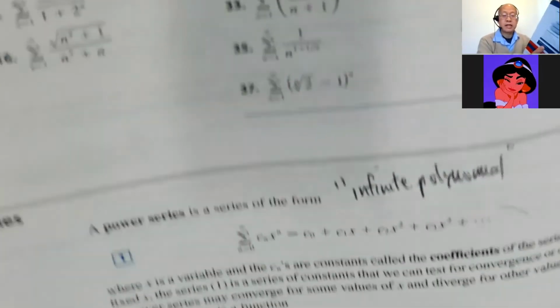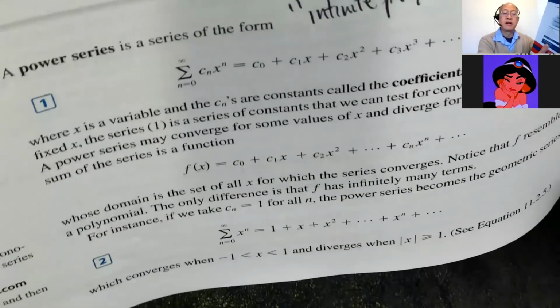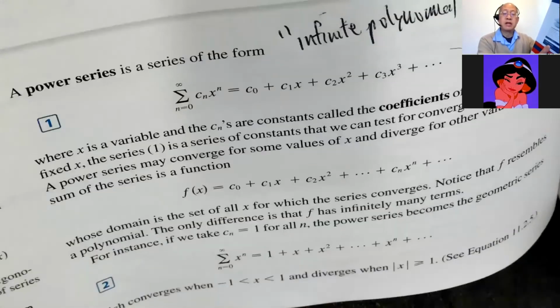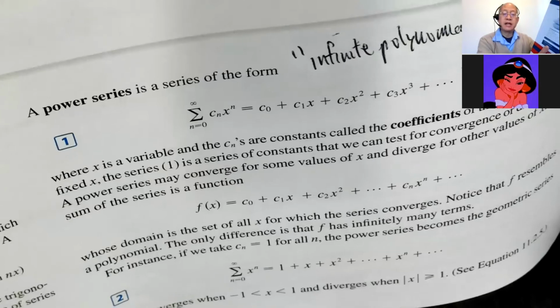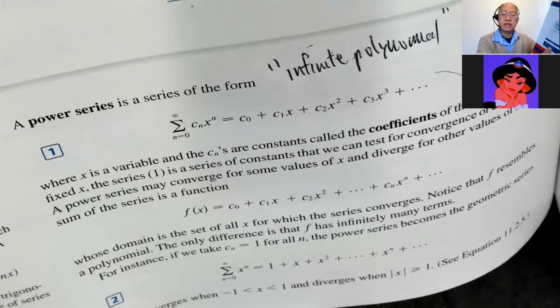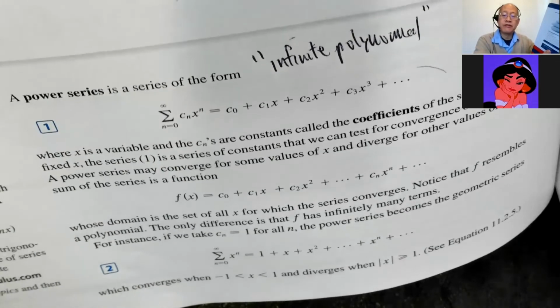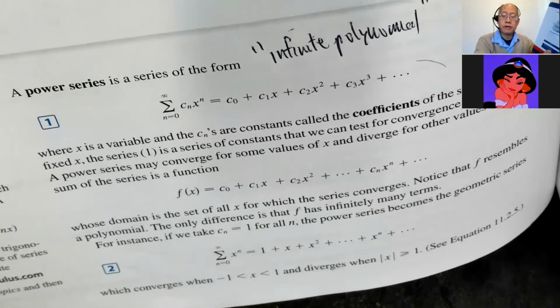Okay, so an example number 2, I can get it here. Summation n equals 0 to infinity of x to the n: 1 plus x plus x squared plus x to the n. So that's a simple infinite polynomial. A power series can be thought of as an infinite polynomial. All the coefficients are 1.